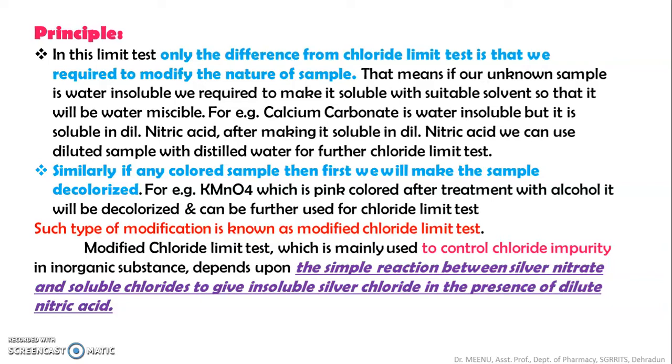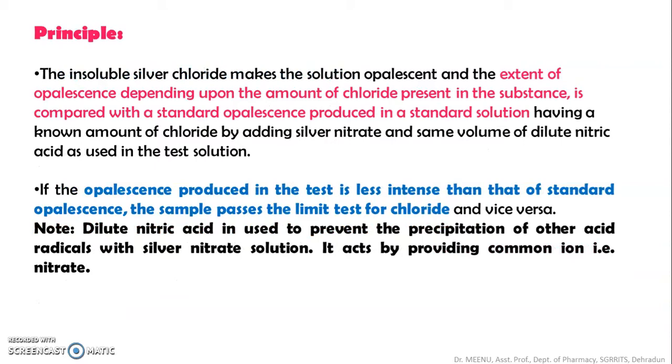The modified chloride limit test, which is mainly used to control chloride impurities in the given substance, depends upon the simple reaction between silver nitrate and soluble chloride to give insoluble silver chloride in the presence of dilute nitric acid. The principle: the insoluble silver chloride makes the solution opalescent, and the extent of opalescence, depending upon the amount of chloride present in the substance, is compared with that of the standard opalescence produced in the standard solution having a known amount of chloride, by adding silver nitrate and the same volume of dilute nitric acid as used in the test solution. If the opalescence produced in the test is less intense than that of the standard, the sample passes the limit test for chloride, and vice versa.